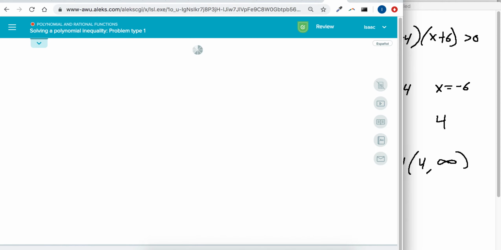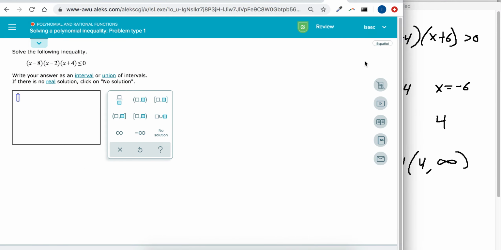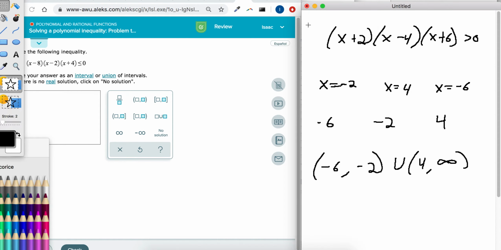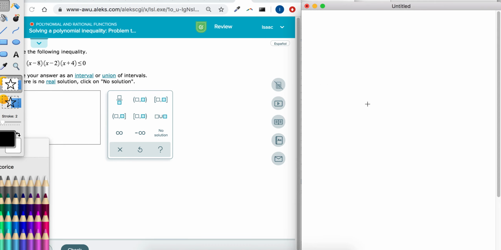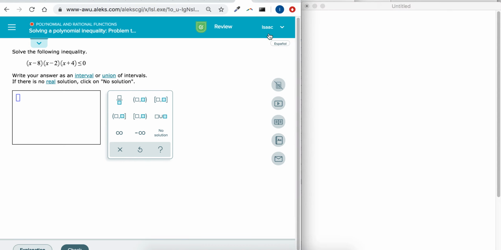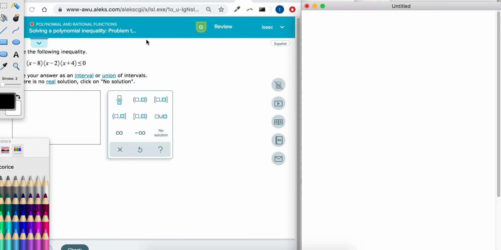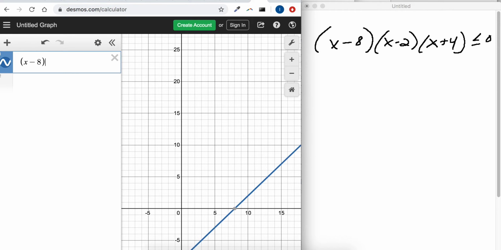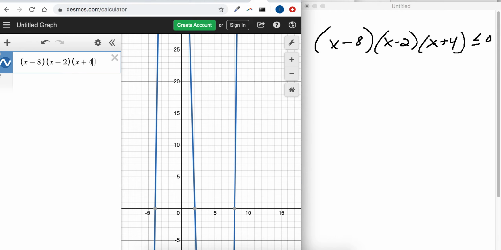So I kind of did that one in a backwards way. Let me just do one more for you. Okay. So here is our inequality. You could do it by just plugging in values, but we've got technology now. So you want to go to desmos.com/calculator, and then we're just going to type this portion in the calculator. Then we want to remember it's less than or equal to 0. You don't have to type that part in the calculator. So we got x minus 8, x minus 2, x plus 4.